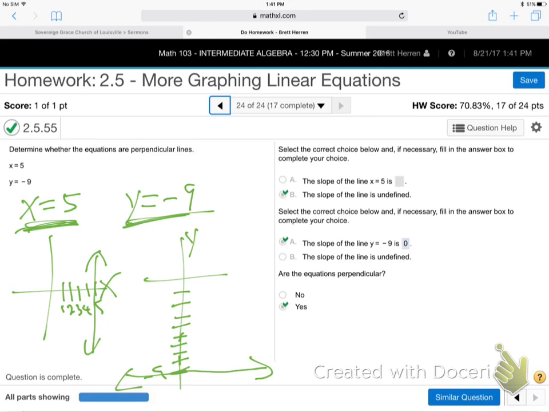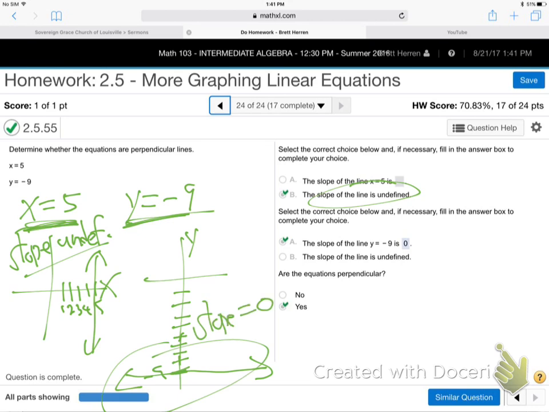Okay, so what was their question? First off, what do they want? They want the x equals 5. What's the slope of the x equals 5 one? Slope undefined. Are we okay with that? Remember, undefined doesn't mean 0. It means like a million. It's too big to give it a number. Straight up and down, right? Undefined. So big. And that's the first question. Second question is, what's the slope of this one? Slope 0, because that one's totally flat.